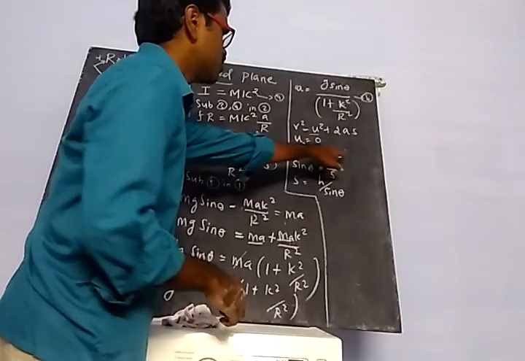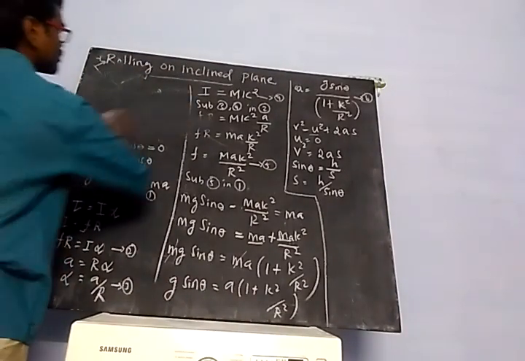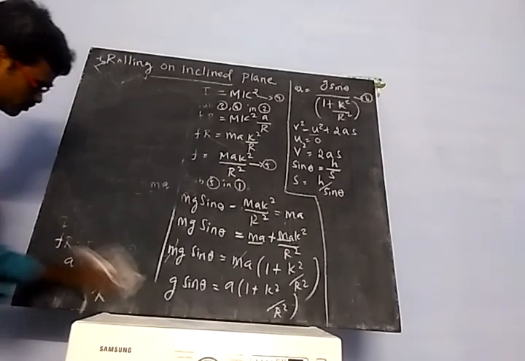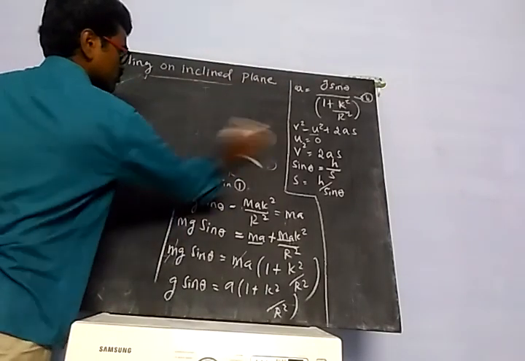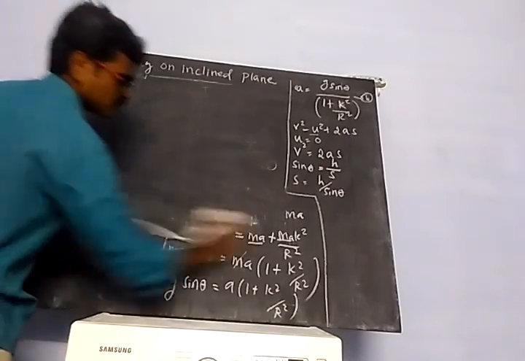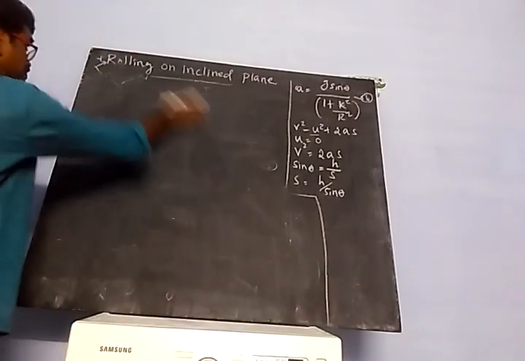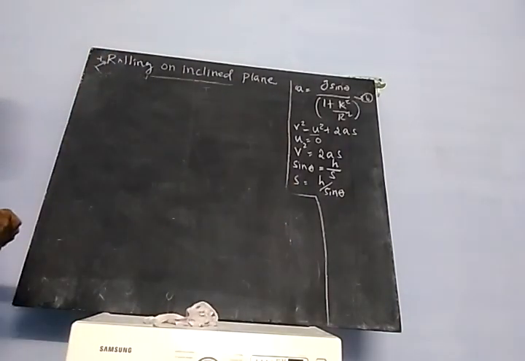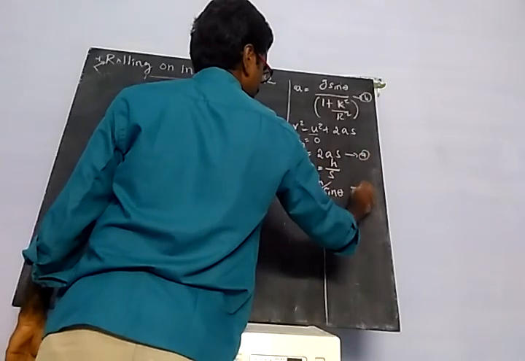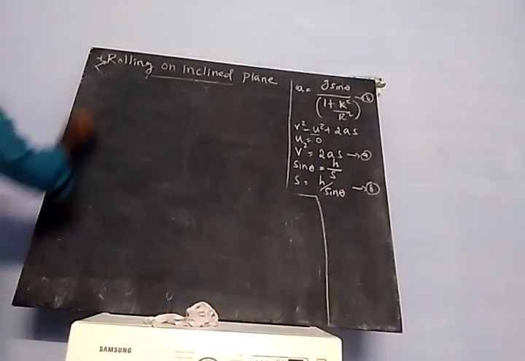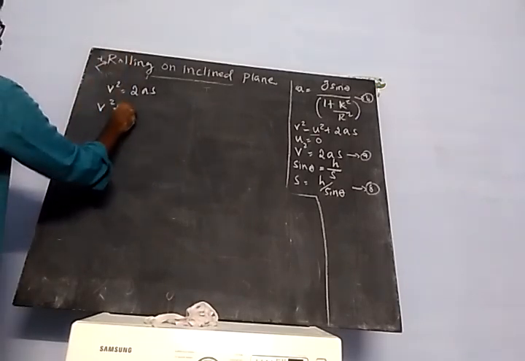Okay, s equal to h by sin theta. You can substitute this value into this equation, v squared is equal to 2as. So this is equation number 7 and this is equation number 8. Okay, so v squared is equal to 2as.